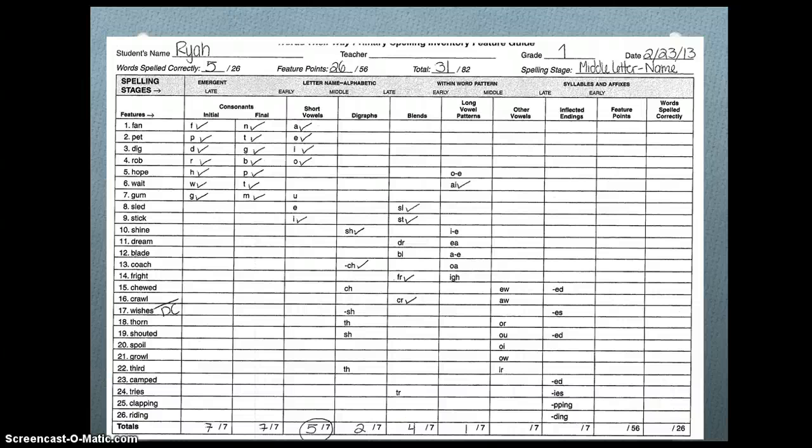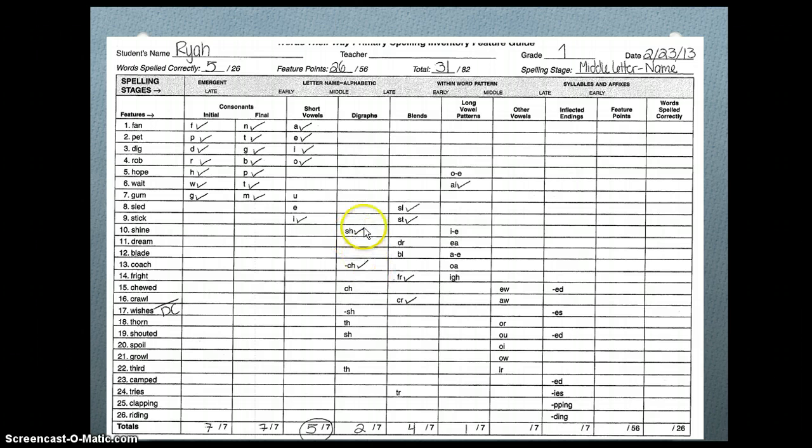And then here is my student's feature guide, and I just indicated where I discontinued the assessment, but she had 7 out of 7 initial consonants, 7 out of 7 final consonants, which is very well aligned to how she performed on the phonics survey. She's getting those initial and final sounds, but sounds in the middle are a little shaky. In fact, she missed the short U and the short E and only got 5 out of 7 for short vowels, so she would be in the middle letter name alphabetic stage and would need more instruction with both of those.